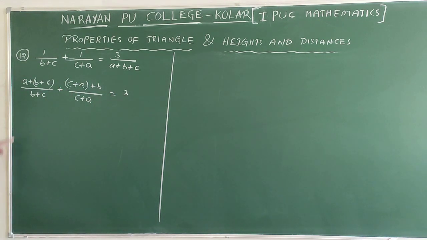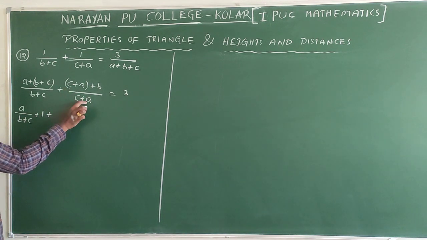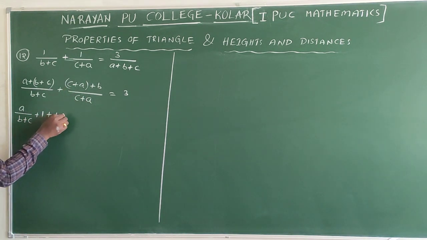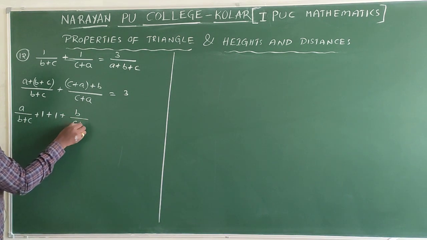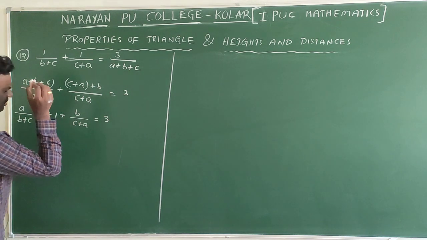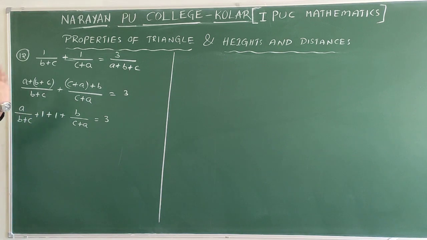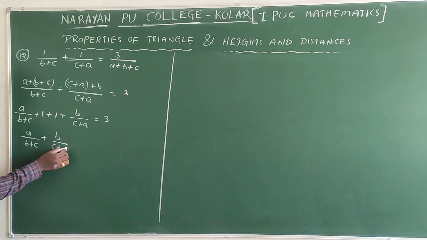If you divide separately A by B plus C plus B plus C by B plus C, that becomes 1, plus C plus A by C plus A becomes 1, plus B by C plus A, that equals to 3. Now send this to that side. Now A by B plus C plus B by C plus A equals to 1.